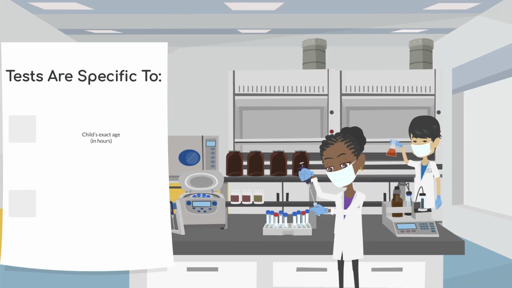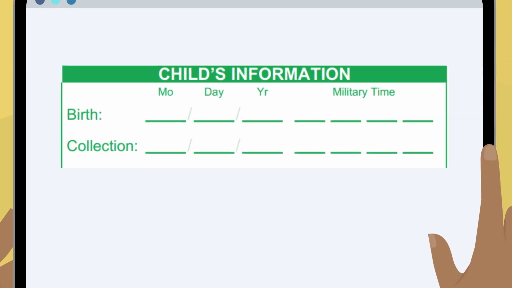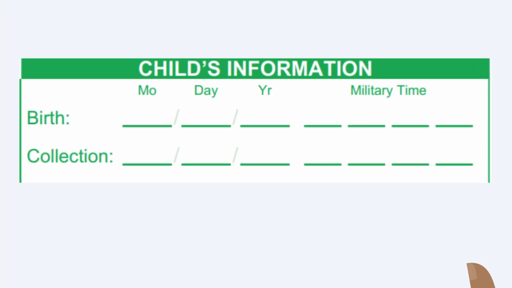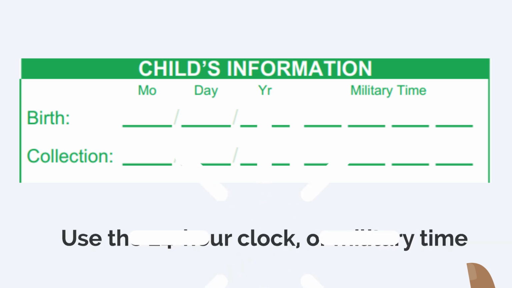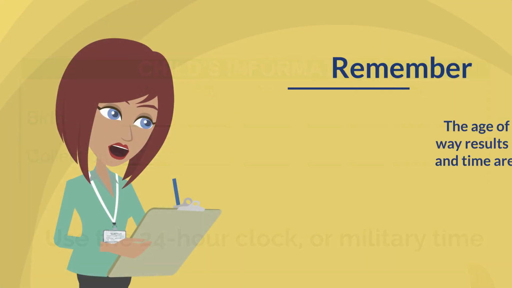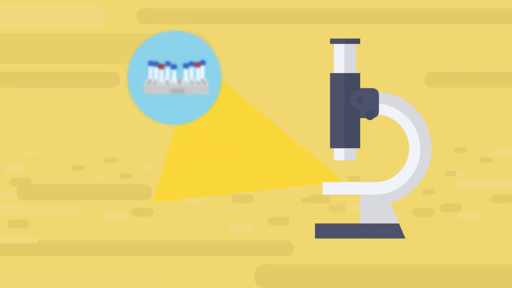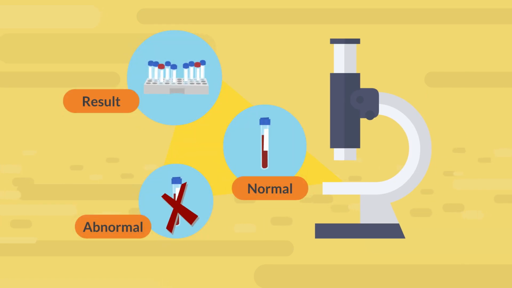Tests are specific to the child's exact age in hours and when the specimen was collected. Write the date and time the child was born, along with the date and time the specimen was collected. Note, you should use the 24-hour clock or military time. The age of the infant can change the way results are interpreted. If the date and time are wrong, it could negatively impact results. It can make the difference between a result being normal or abnormal.